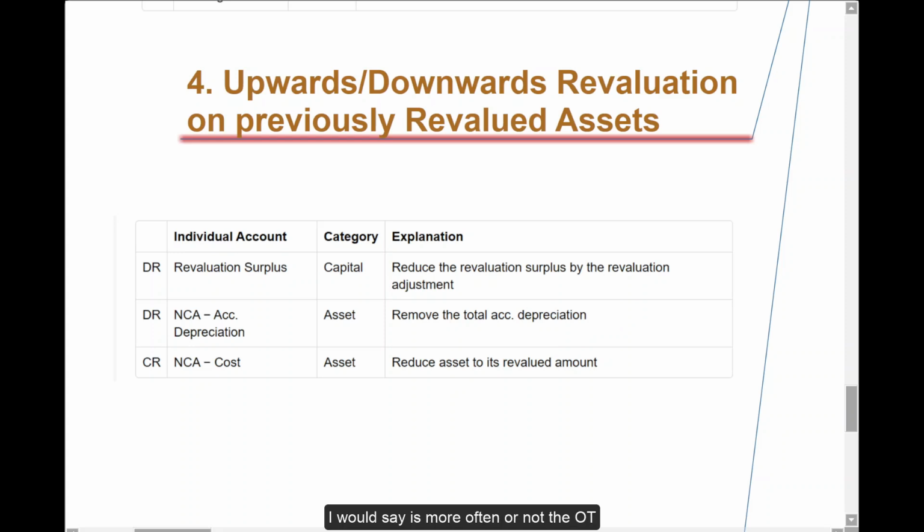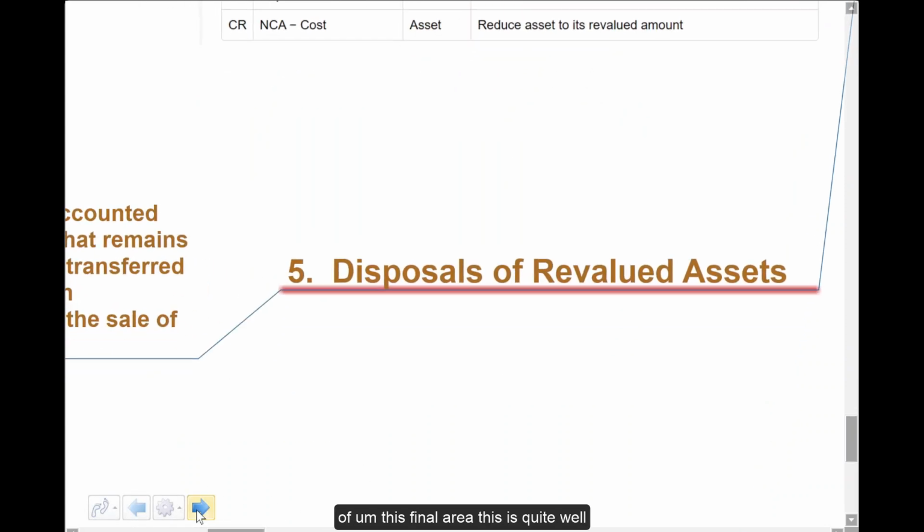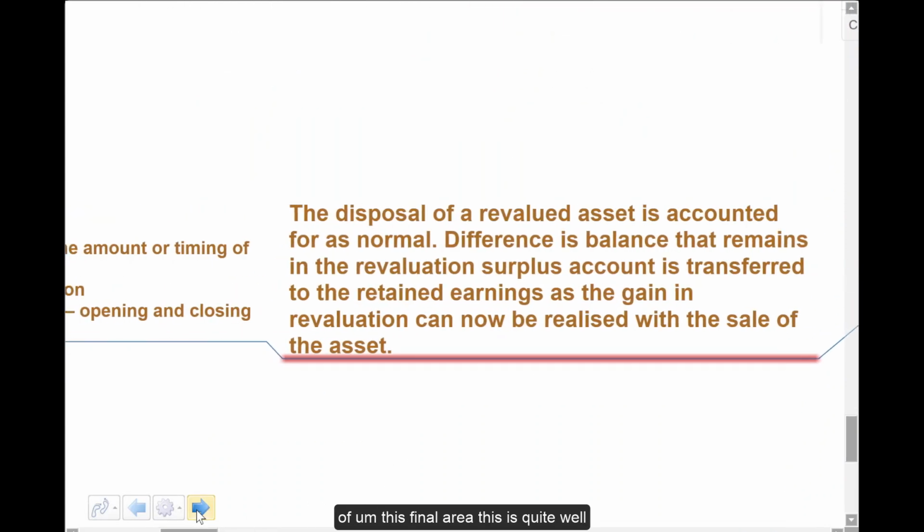What I would say is, more often than not, the questions that you will face will be in the areas of either 1, 2, and 3 rather than this area. Okay? Now, in terms of this final area, this is reasonably straightforward: disposal. So we're saying that we're disposing of a revalued asset. What do we do? Well, nothing too much at all.